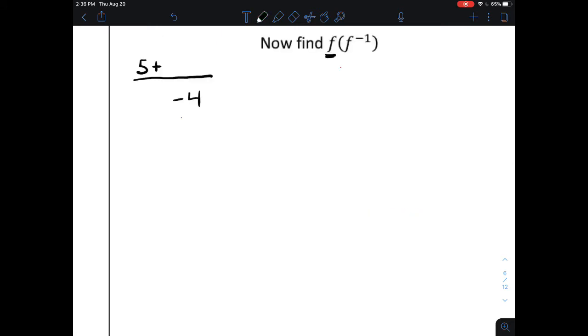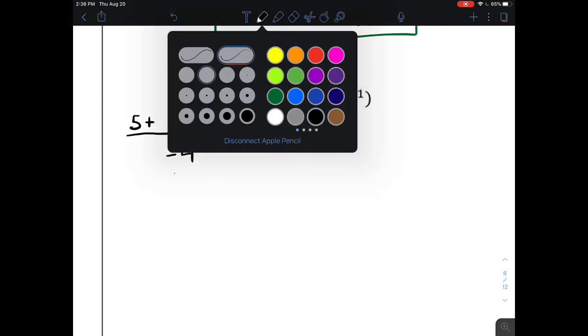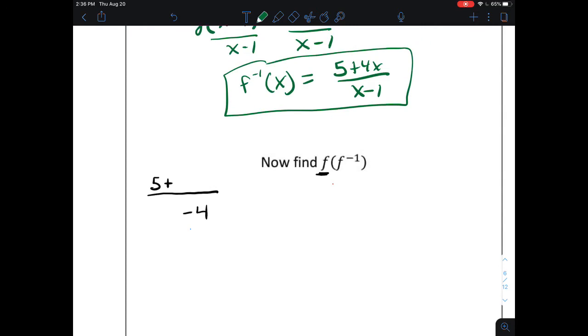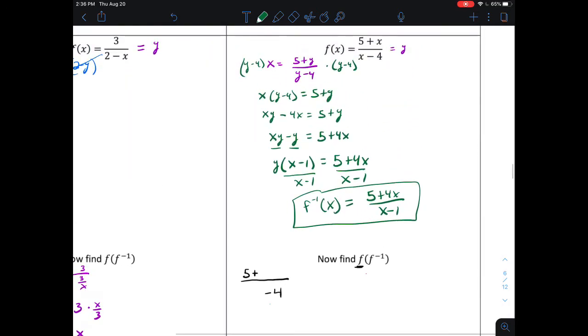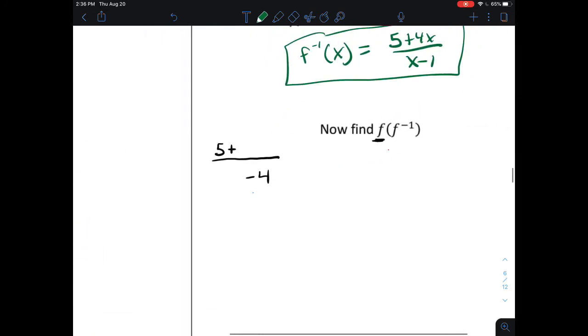Okay, so now here we're going to look at doing the composition of f with its inverse function. And so what I've already done is I've already written f, but just haven't written the x parts, because f was 5 plus x divided by x minus 4. Now, what I'm going to do is write, everywhere the x was for f, so everywhere that f had x is where my inverse function is going to go. So I'm going to put 5 plus 4x divided by x minus 1 in both the places where the x was.